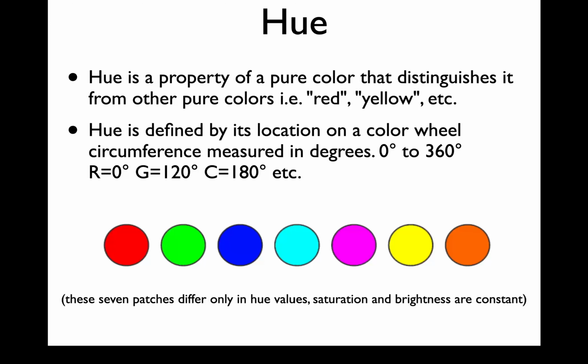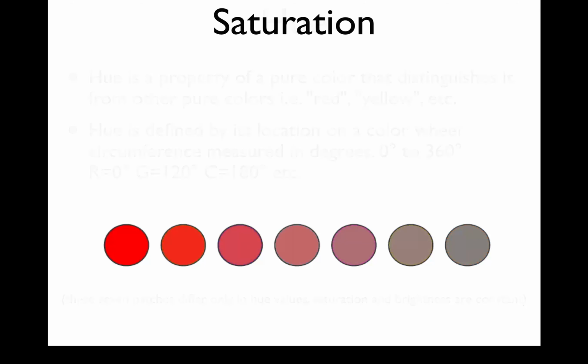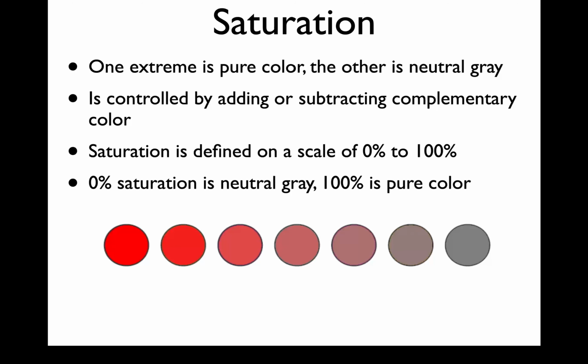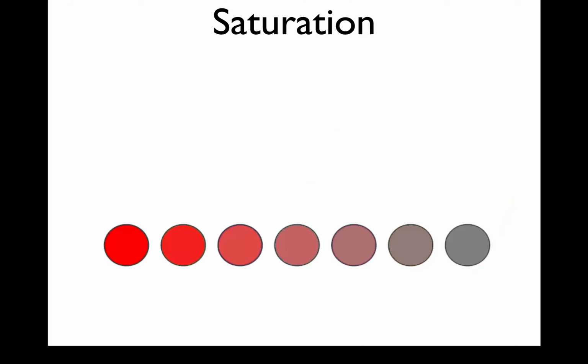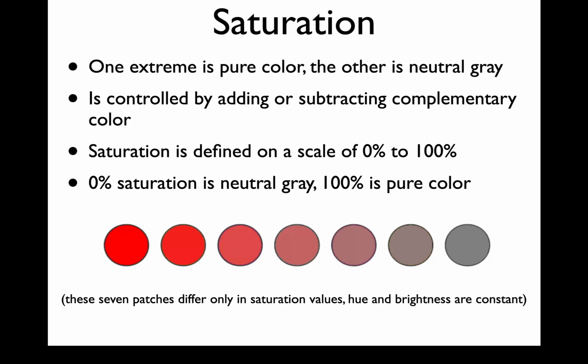Then when we get to saturation, again, saturation is on a scale of 0 to 100%. So 0 would be that there is no longer a distinguishable color. It is now grayed out, whereas 100% would be a pure red or a pure green or a pure cyan or a pure whatever. These patches are all the exact same color, all the exact same brightness. The only thing that is changing in these is the saturation.